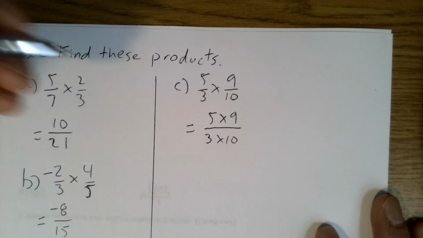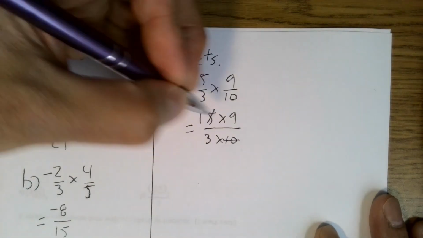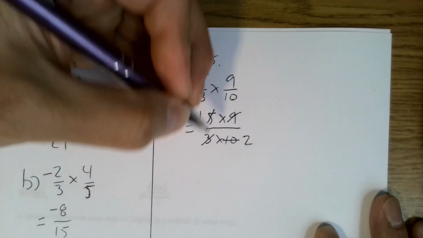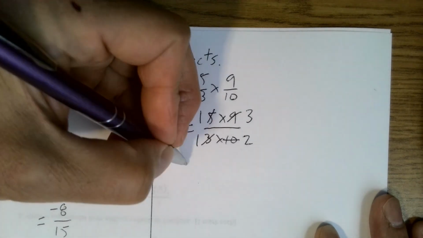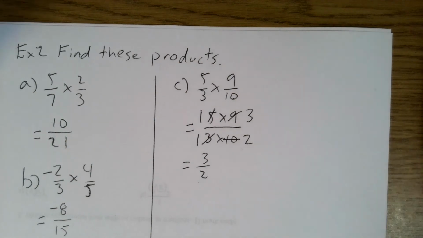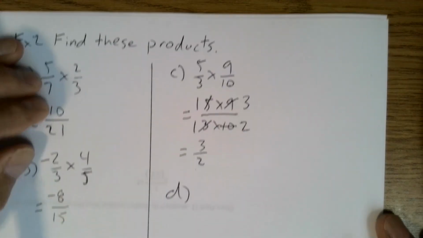So let's see here. 5/10 is the same as 1/2, and 9/3 is the same as 3/1. So that gets us straight to 3/2 without making the numbers any bigger. Not that big a deal for C, but for D, a really big deal. So let's do D again using that method.